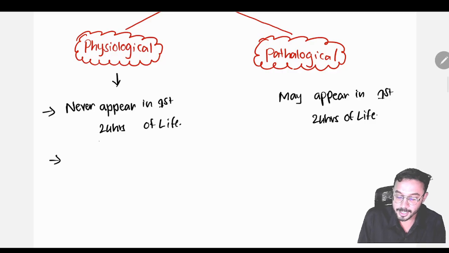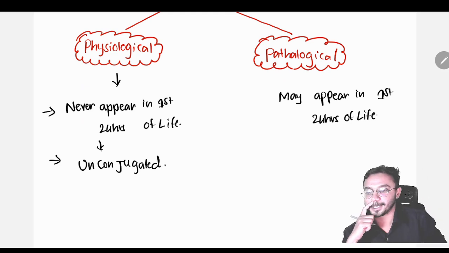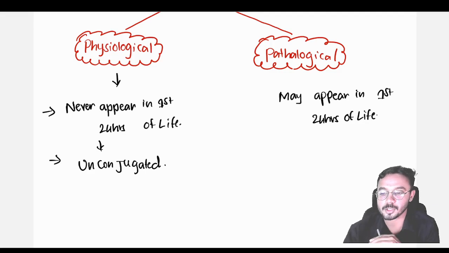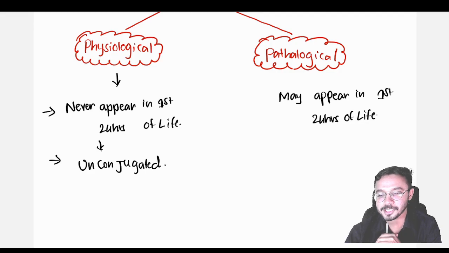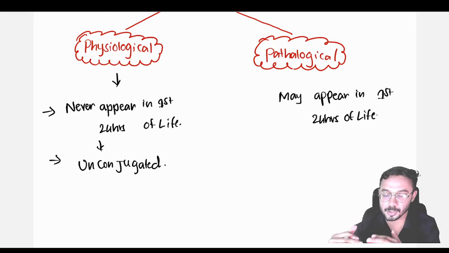And next, what kind of bilirubin will you find here? Unconjugated. Can you tell me which is more dangerous, unconjugated or conjugated bilirubin? We all know unconjugated bilirubin is more dangerous. Remember, in physiological jaundice, unconjugated bilirubin is more, so it should be very dangerous. No, but the body has a mechanism to overcome the unconjugated bilirubin.